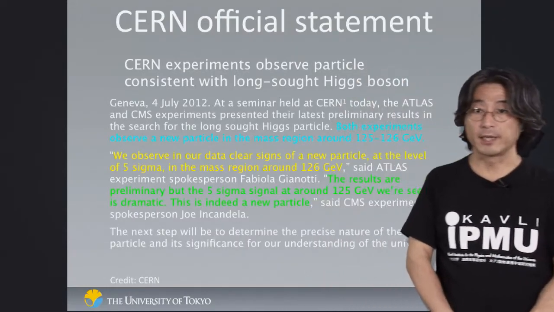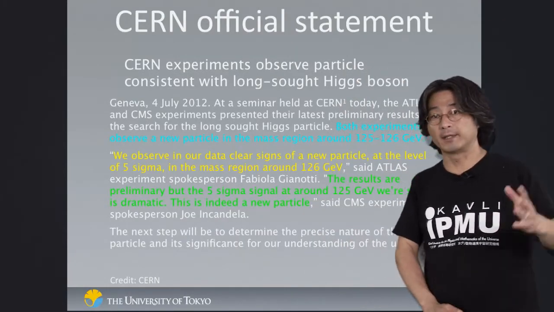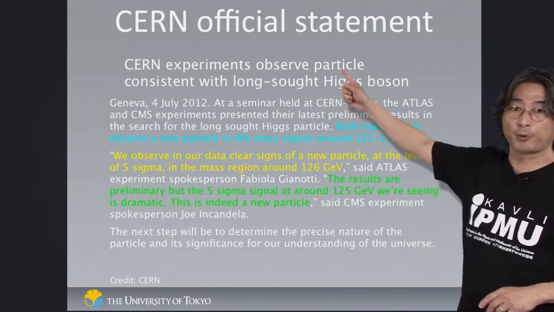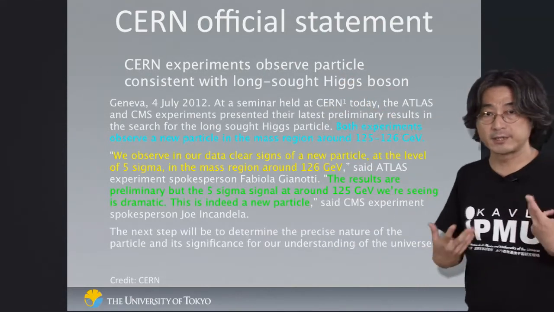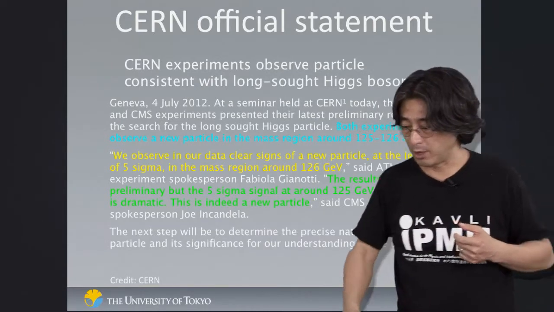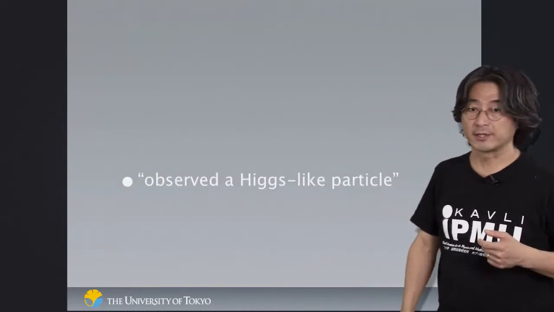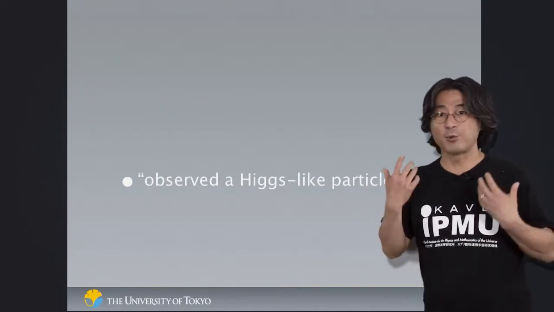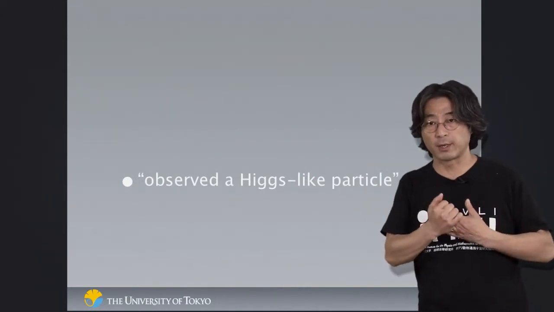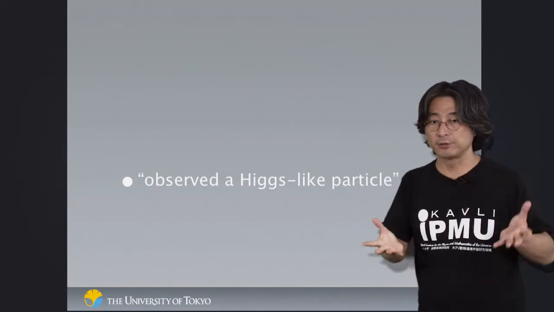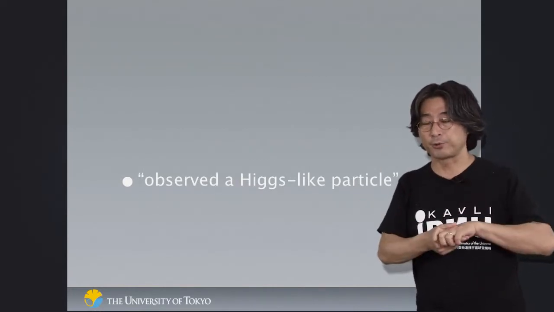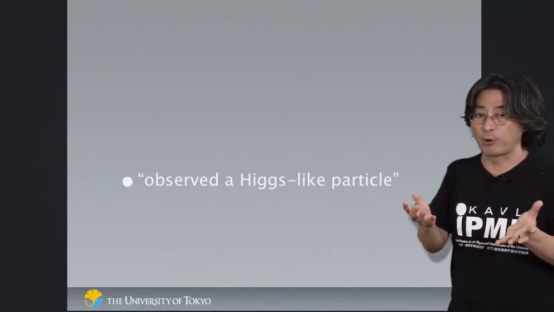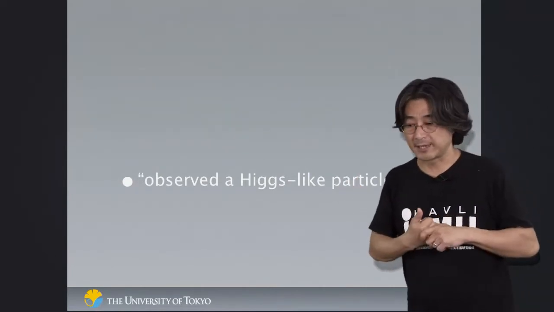So based on this incredible development, the laboratory CERN released an official statement. CERN experiments observe particle consistent with long-sought Higgs boson. And the phrase they used is that they observed a Higgs-like particle. They didn't quite say they observed the Higgs boson they were looking for, because they are still not completely sure about the property of the particle you discovered, but at least something had been found that sort of looks like the Higgs boson. So that's the meaning of this sentence here.